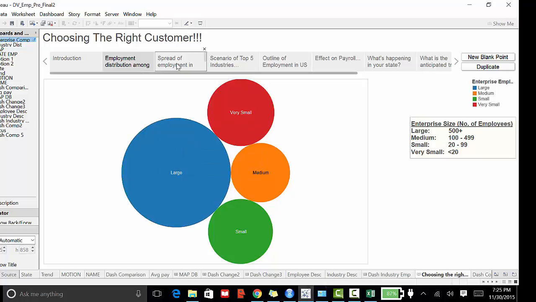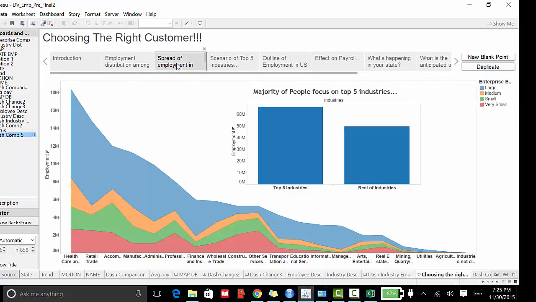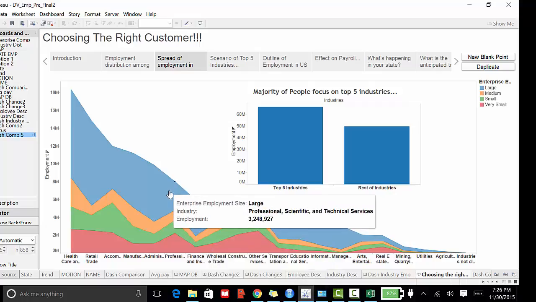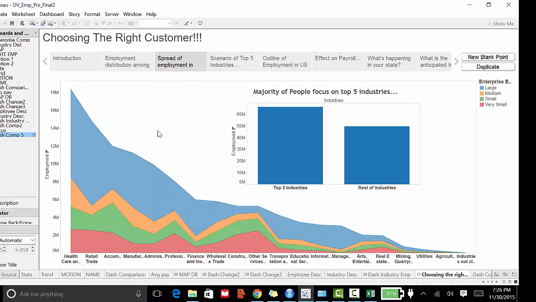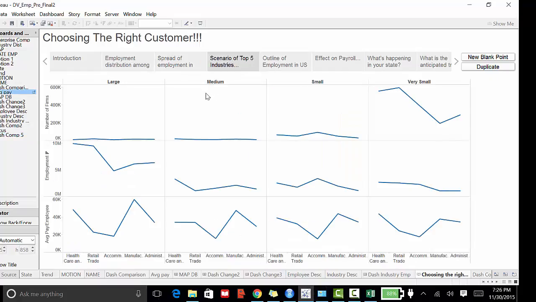Now let's see the spread of employment in different industries. There are over 20 industry types, and we are trying to analyze how the employment is distributed in these industries based on the enterprise size. After analysis of the data, we find that almost 57% of the employees focus on getting into five major types of industries. Now, our problem statement is: what's the effect of industry type and enterprise size on average pay?